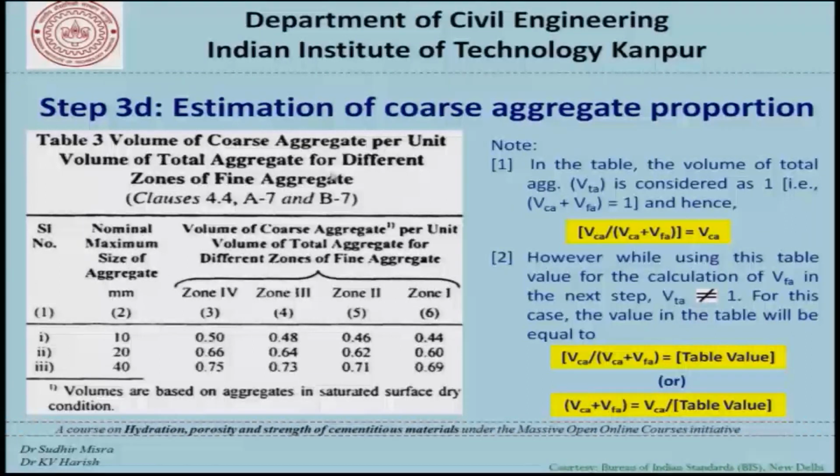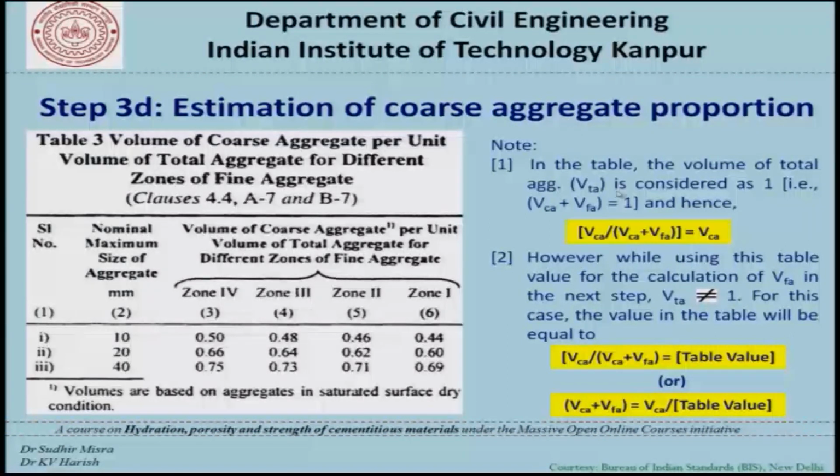And the table that we use in this step is from table 3 of IS 10262, and what you find here is the nominal maximum size of aggregate shown in this column: 10, 20 and 40, for which we have to choose the volume of coarse aggregate per unit volume of total aggregate for the different zones of sand specified. As we have already discussed in previous lectures, we have zone 1, zone 2, zone 3 and zone 4 for fine aggregates, and the volume of coarse aggregates per unit volume of total aggregate is chosen from this table. So, you may note the following while using this table.